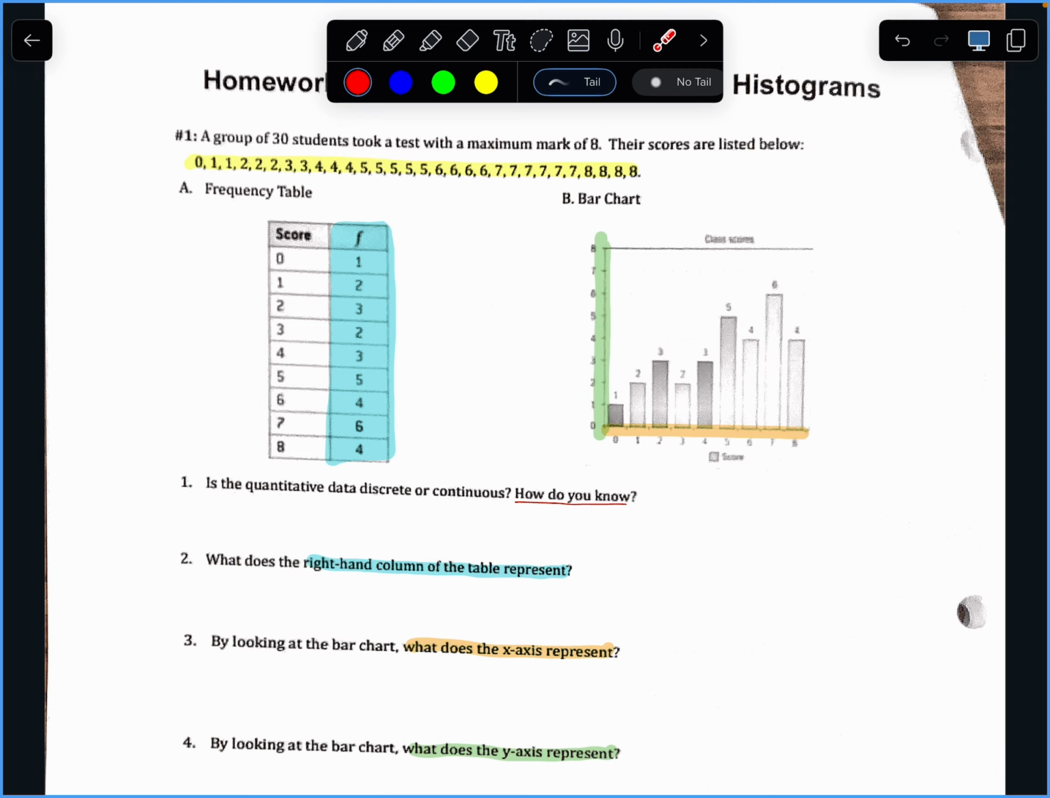It'd be nice to know some stats for your athletes. Can you tell me what discrete and continuous means again? Yes, guys, what does discrete and continuous mean again? Whole numbers. Whole numbers is for which one? Discrete. Yeah, so discrete is for whole numbers.